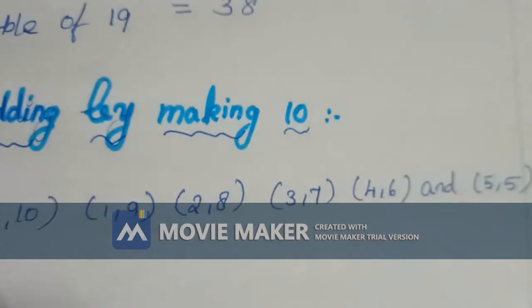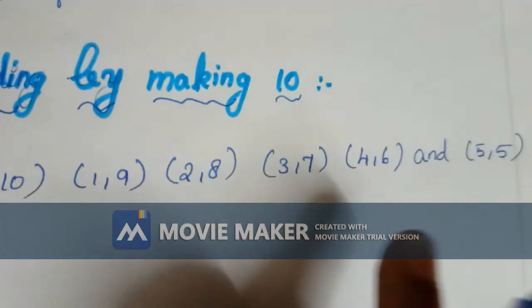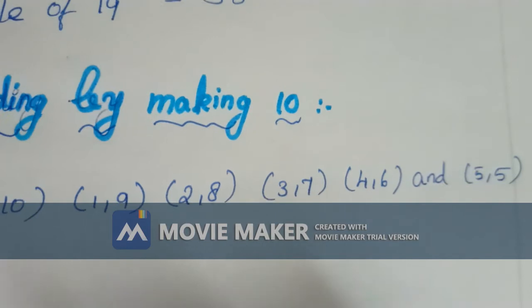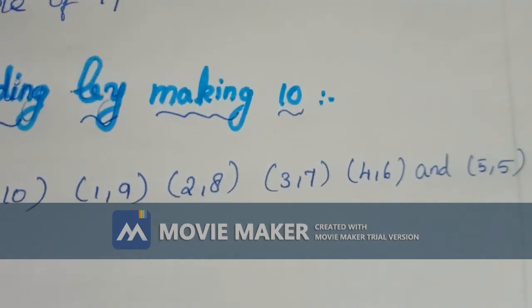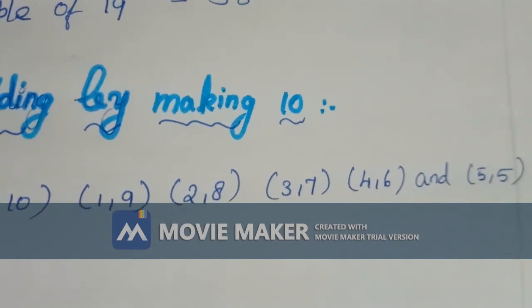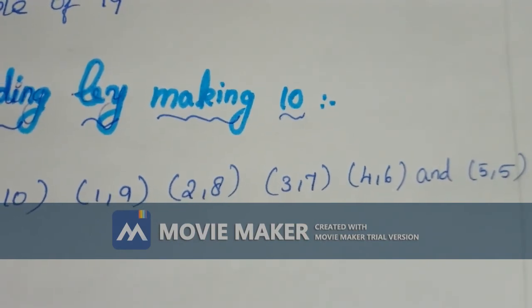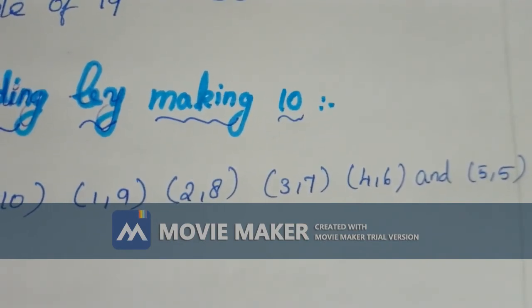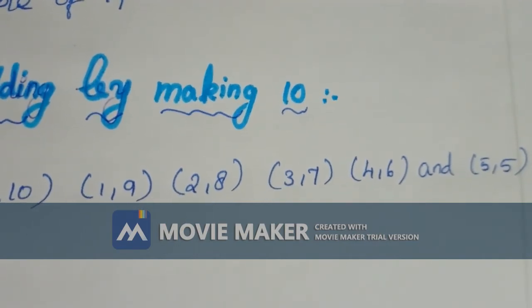So children, we know that these all are the pairs of numbers which add up to 10. So whenever we have to add two or more numbers, we can check to see whether the digits in the ones place pair up to make 10. So children, please remember this.